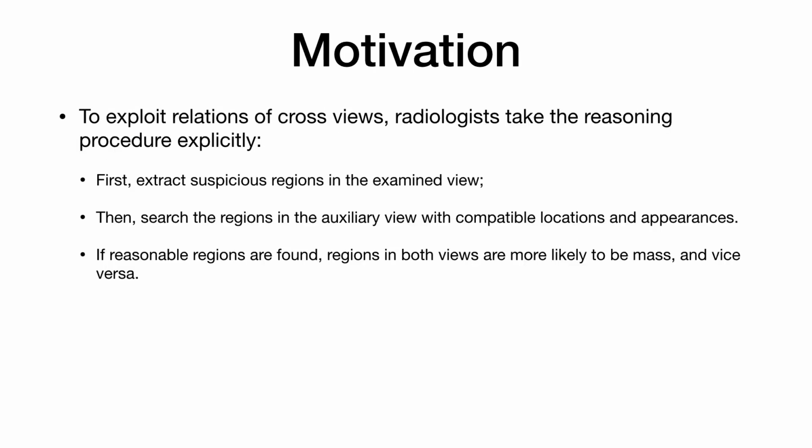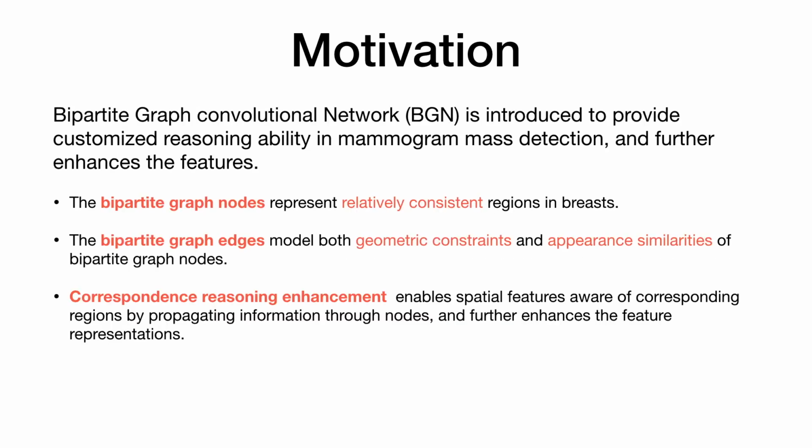To exploit relations of cross-views, radiologists take the reasoning procedure explicitly. First, extract suspicious regions in the examining view, then search the regions in the auxiliary view with compatible locations and appearances. If reasonable regions are found, regions in both views are more likely to be matched and vice versa.